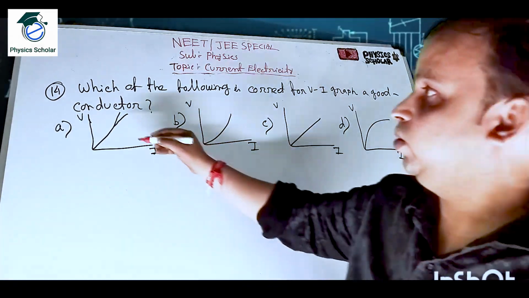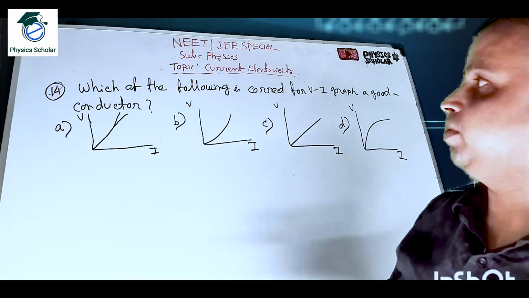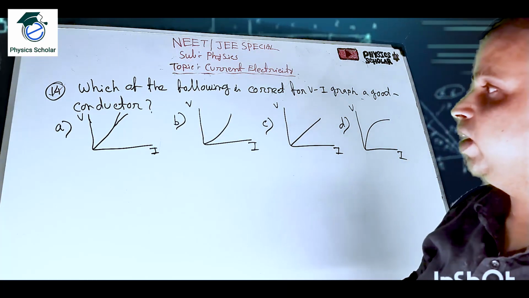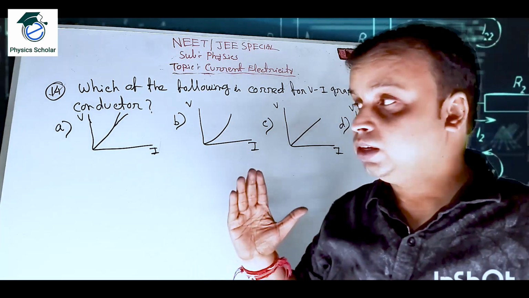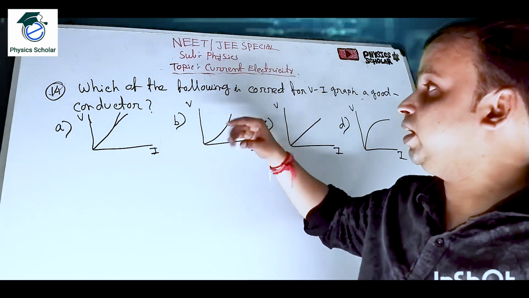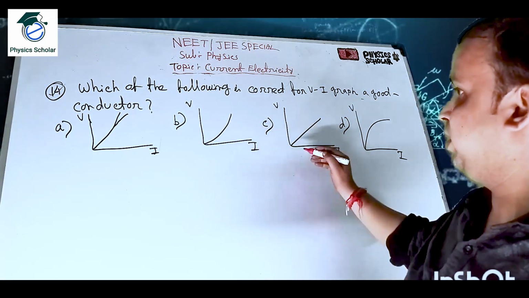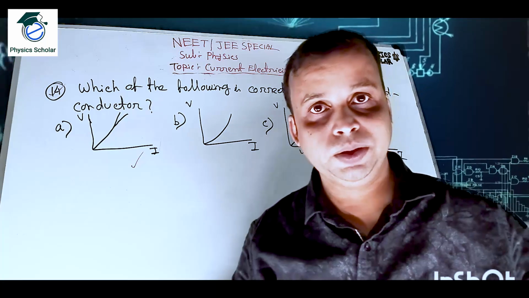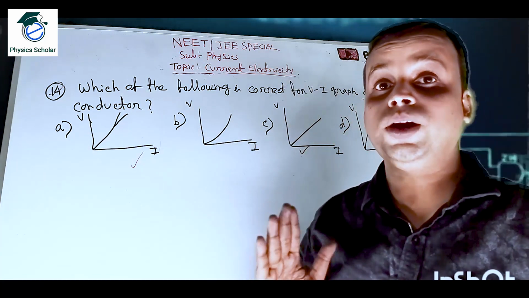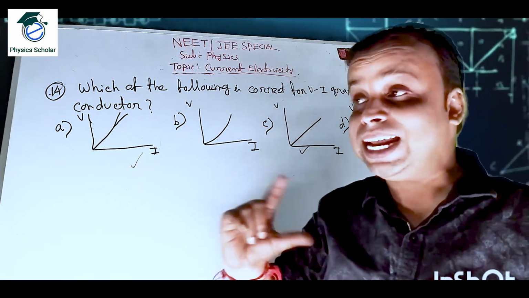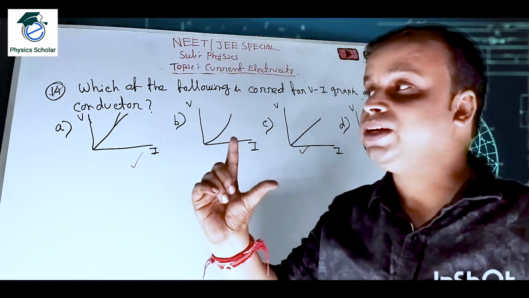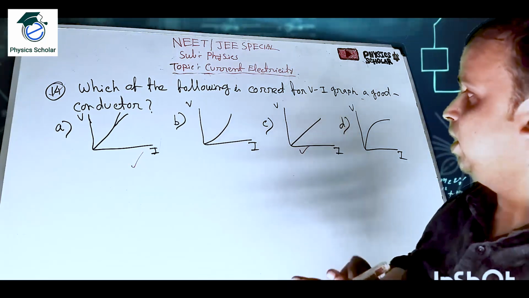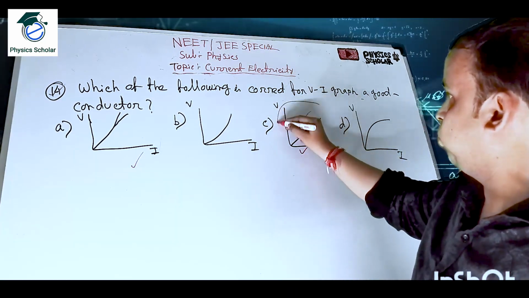Okay students. So now let us move to problem number 14. Which of the following is correct for the VI graph for a good conductor? Clear? So we know that the conductor or the metal which obeys Ohm's law will give a straight line. Here this and this are almost straight lines, a little bit of deviation is there. But for a good conductor it will not obey exactly Ohm's law. A slight deviation from the straight line can be seen. This is for the metals which obey Ohm's law exactly.